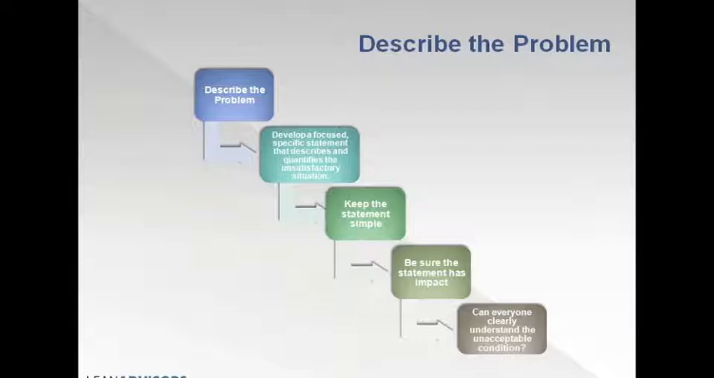When you're describing a problem, you want to ask questions like, why did we see this happen? Where did this happen? What's going on? You really want to be a detective in setting up this problem, developing focused, specific statements that describe and quantify the unsatisfactory condition. In other words, you don't want to say, it's bad out there. You want to say, 50% of our product comes back to us.